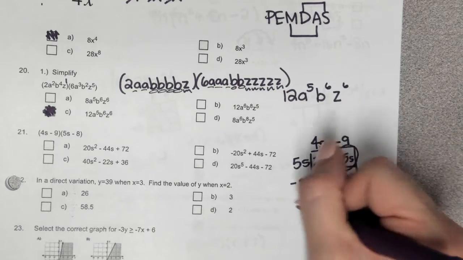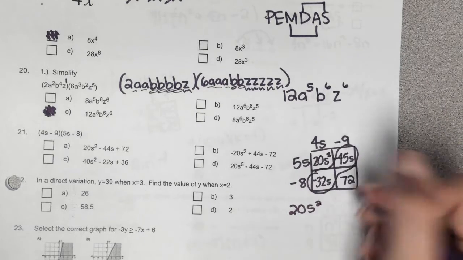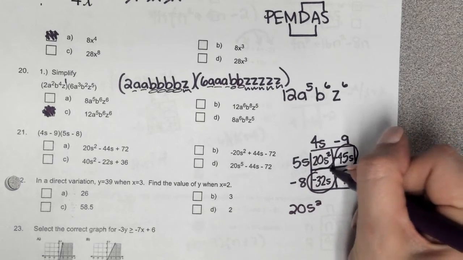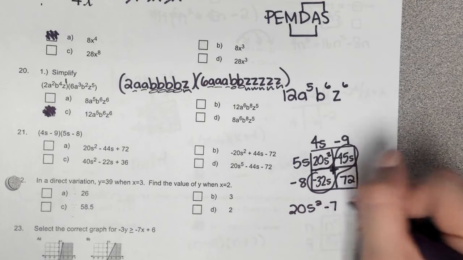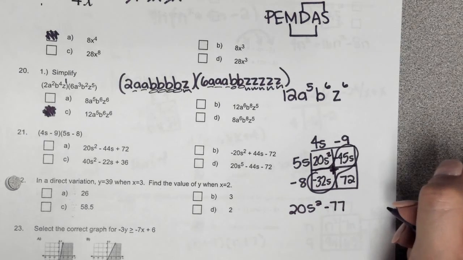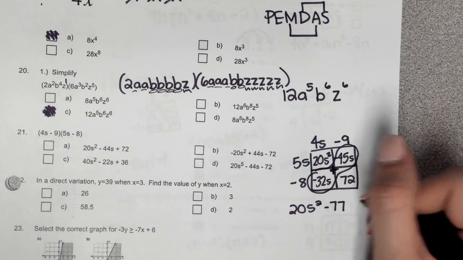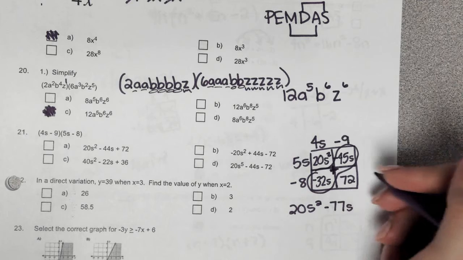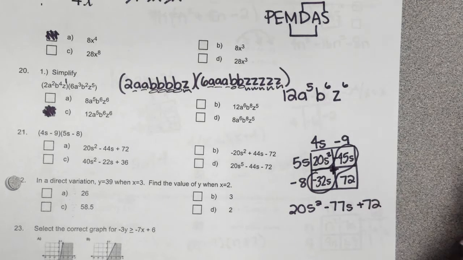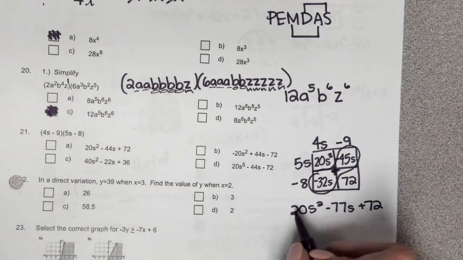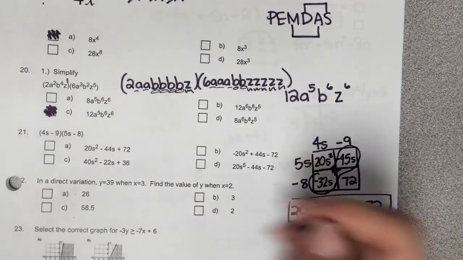Add the diagonal. So the first term is 20 s squared. Negative 32 plus a negative 45 is a negative 77, right? Why isn't that an answer choice? S and then plus 72. So none of these are correct. This would be the closest, but this is your correct answer.